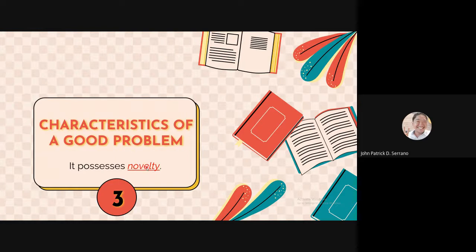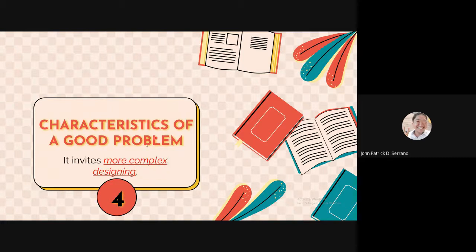Although there are cases na may mga problema na halos walang katapusang problema yata sa DepEd, halimbawa, walang katapusang problema sa reading comprehension, walang katapusang problema halimbawa sa numeracy, ganyan and so on and so forth. But the setting differs. Dati, problema sa comprehension, pero setting on face-to-face basis. O ngayon, comprehension on distance learning, mas challenging kung tutusin. So your problem to be considered good should possess novelty. It should be new. Dapat napapanahon sa current conditions natin.